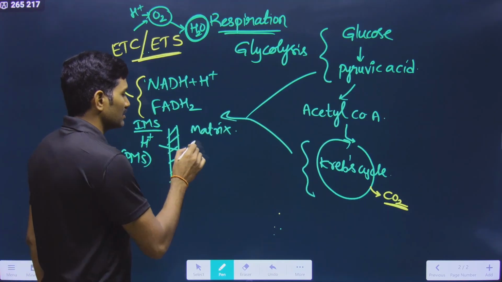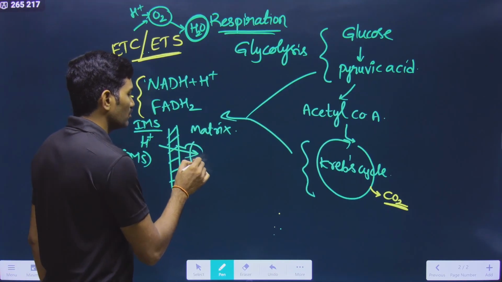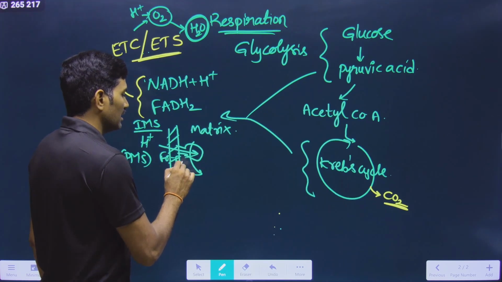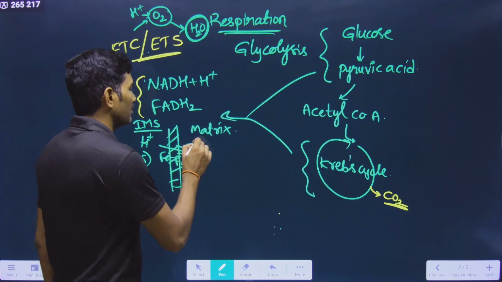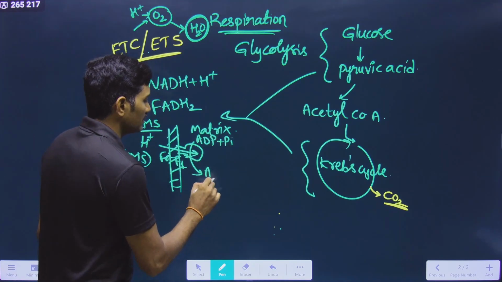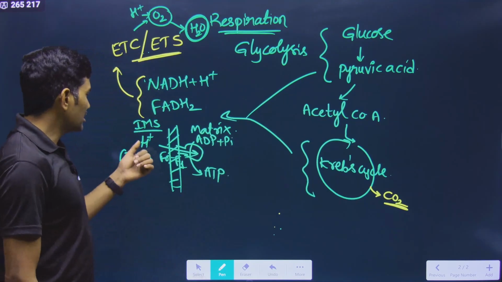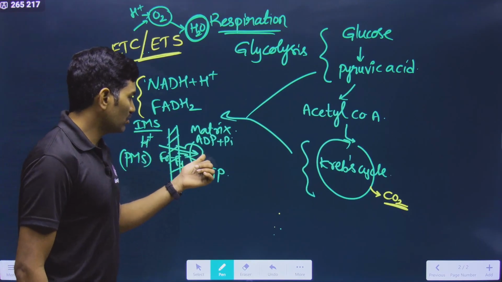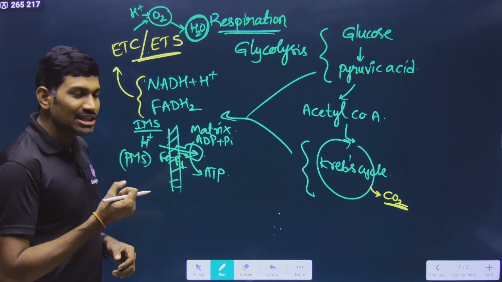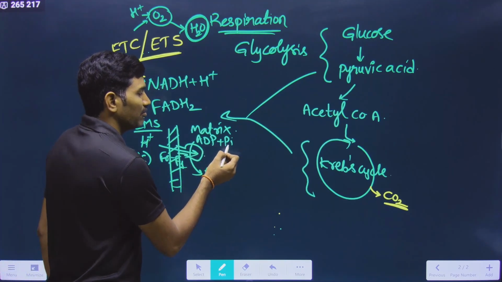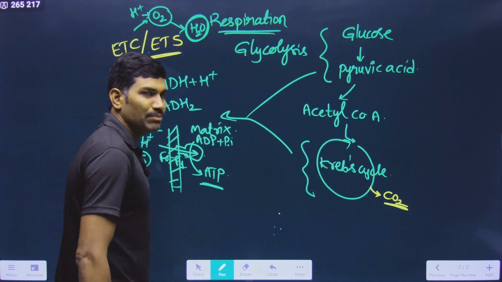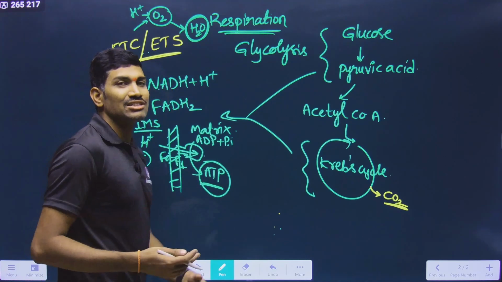So now what happens? Here, they are passing through F0, F1 particles. And here ADP plus Pi is converted to ATP. Since H plus is moving from high concentration to low concentration, it is releasing some energy, and that energy is used to attach phosphoric acid to ADP so that it is converted into ATP, and this is called the energy currency of the cell.